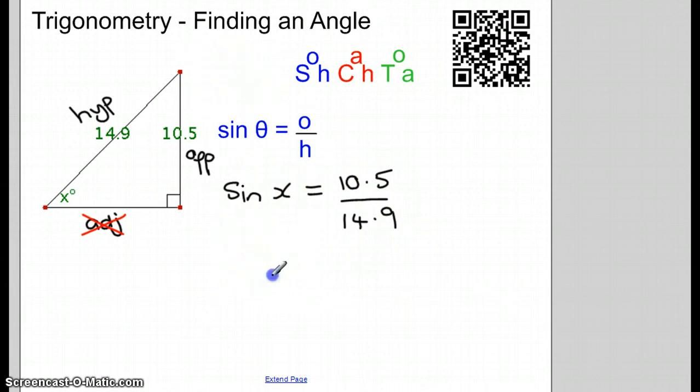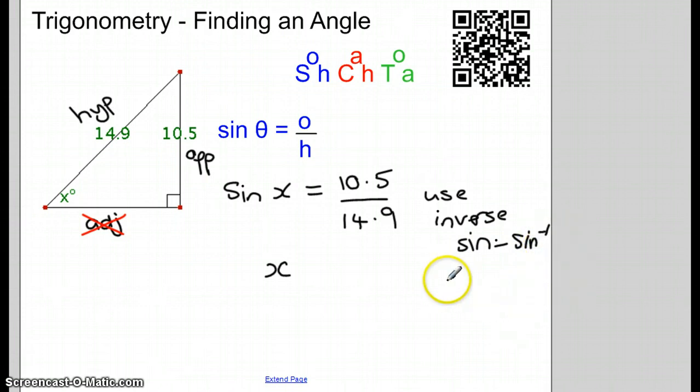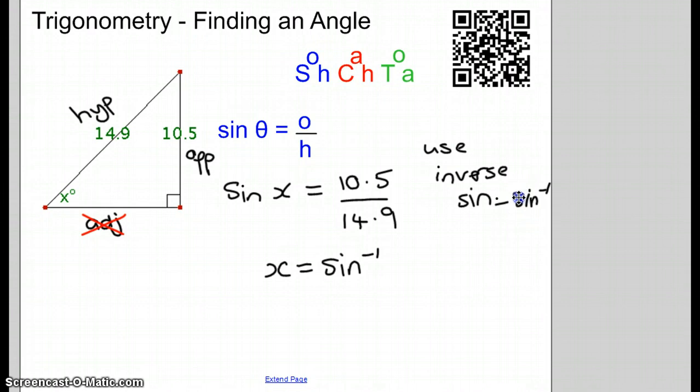If we want to find out what x is, we have to use something called inverse sine. And it's to sine what dividing is to multiplying, what subtraction is to adding. So we're going to use inverse sine, and that is sine to the minus 1 on your calculator. Let's move this bit out the way so I can fit it all in. So we're going to use sine to the minus 1 of our opposite over our hypotenuse.